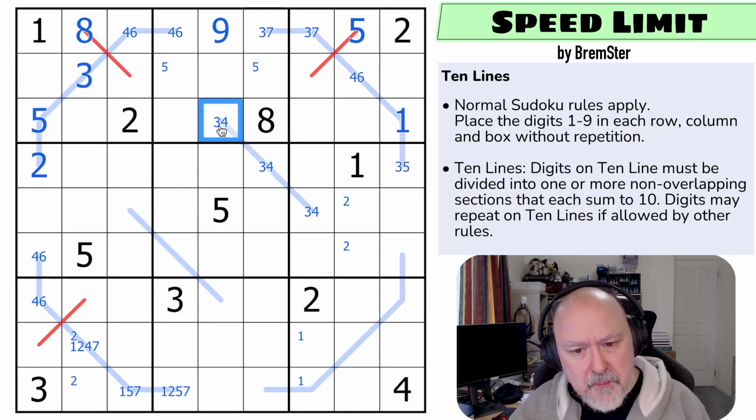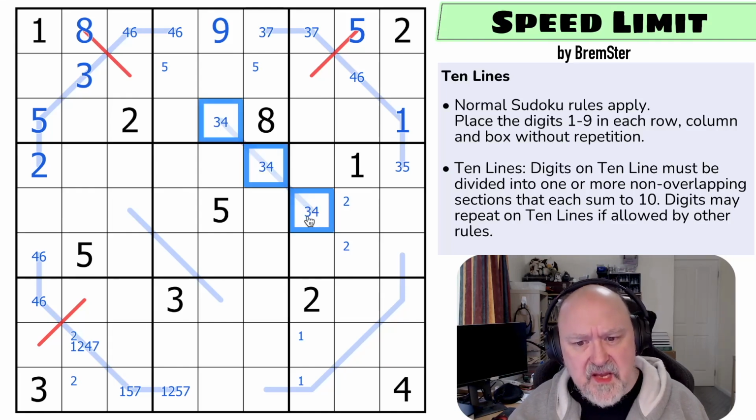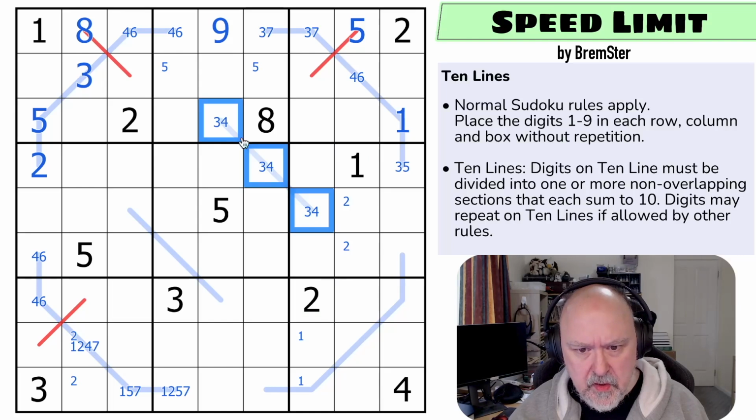I can never go above 4 in any of these. That's unexpected. And they must be 3, 3, and 4, because I can't put 1 or 2 in any of them. So this is 3, 3, 4 in some order. There's two 3s and a 4 in this.